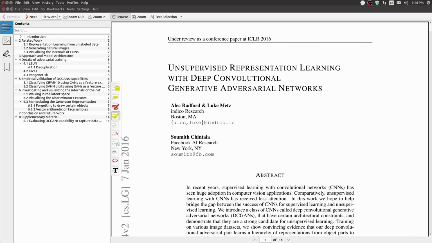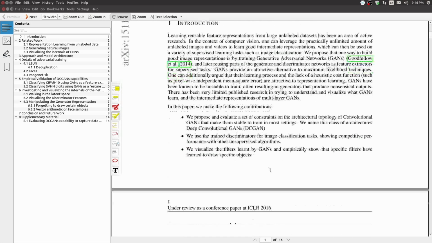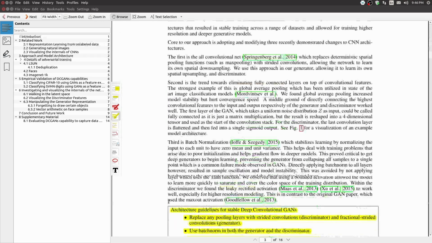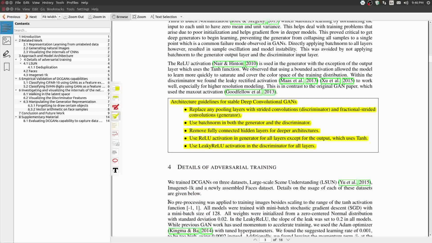Now let's quickly go through the original paper that was published in Jan 2016 by Alec Radford, Luke Metz, and Soumith Chintala. So the original paper mentioned a few things to stabilize GAN. Like I discussed earlier, GAN by itself is super sensitive to parameters, and DCGAN is even more so. So the architecture guidelines that they have given for a stable DCGAN are the following: replace any pooling layers with strided convolutions for the discriminator and fractional strided convolutions for the generator.